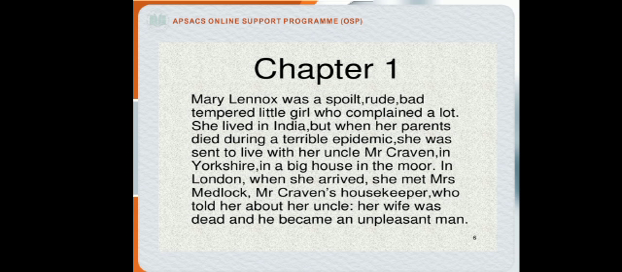Now see the summary of chapter number 1. Mary Lennox was a spoiled, rude, bad-tempered little girl who complained a lot. She lived in India, but when her parents died during a terrible epidemic, she was sent to live with her uncle Mr. Craven in Yorkshire, in a big house on the moor. In London, when she arrived, she met Mrs. Medlock, Mr. Craven's housekeeper, who told her about her uncle. His wife was dead and he had become an unpleasant man.